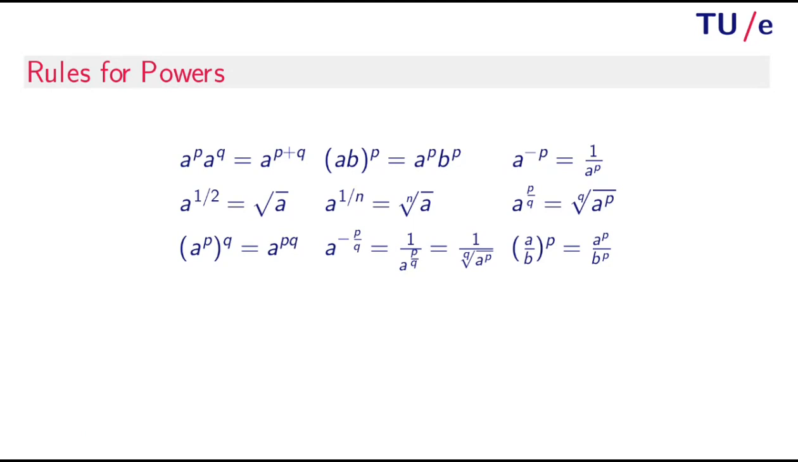So if we have a to the power of a fraction p over q, we mean that we take a to the power p and then the q-th root. Taking a to the power p and then to the power q is the same as taking a to the power p times q. A to the power minus p over q is 1 over a to the power p over q. And finally, if we have a fraction a over b to the power p, then it's a to the p divided by b to the p.